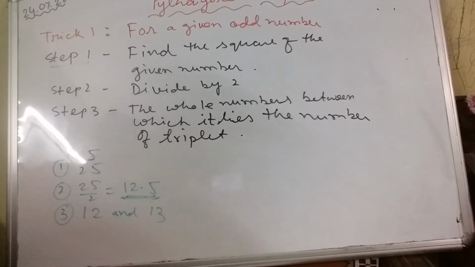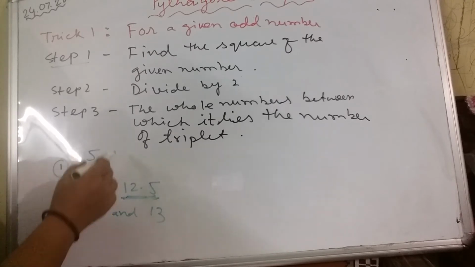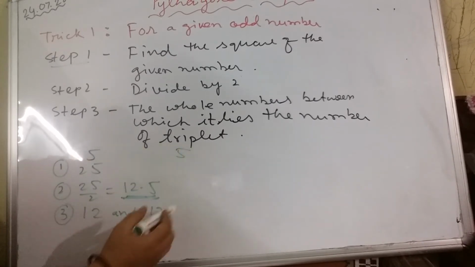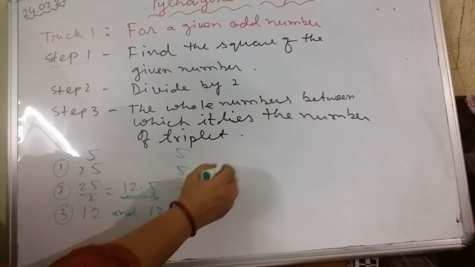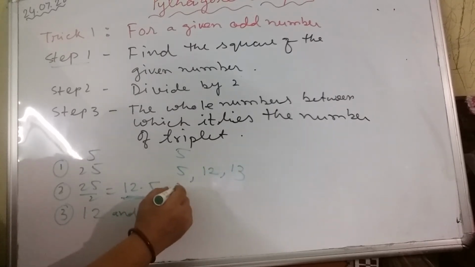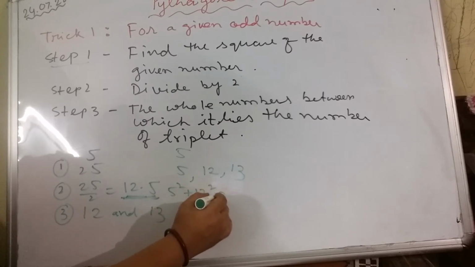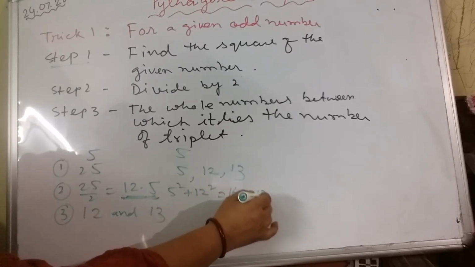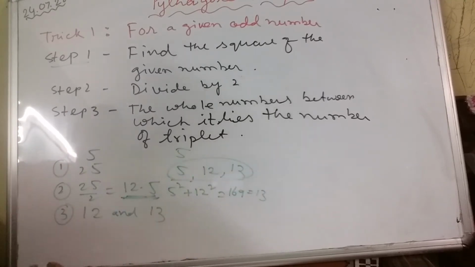Okay. So this triplet of 5 is 5, 12, 13. Let's check. 5 square plus 12 square is 169, that is 13 square. Okay, understood? Let's take another example.